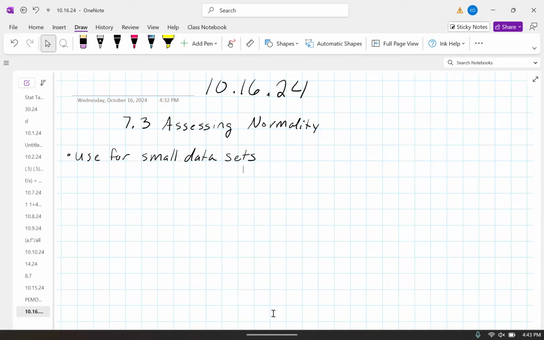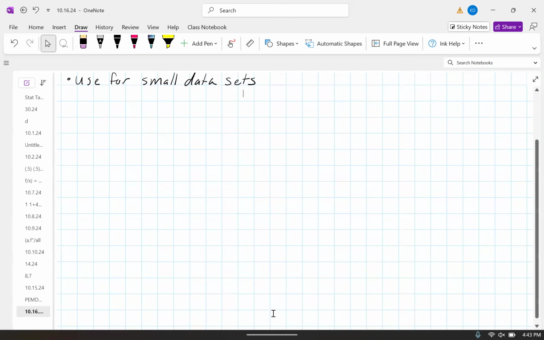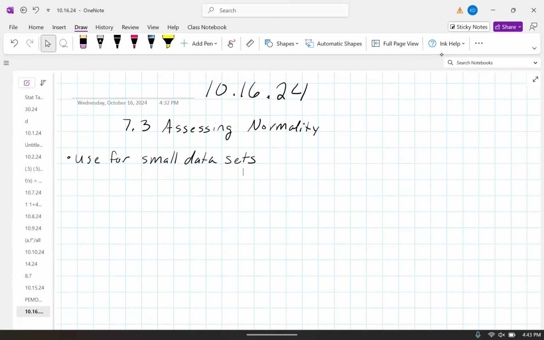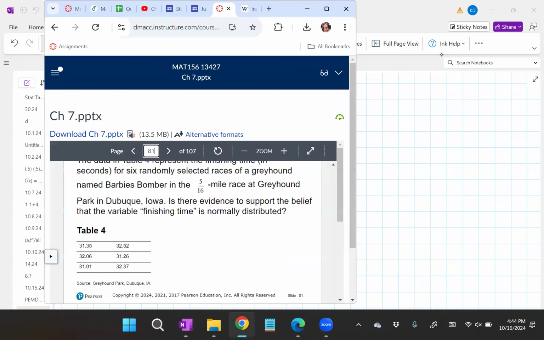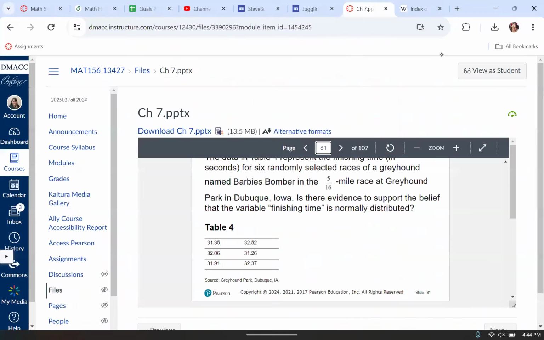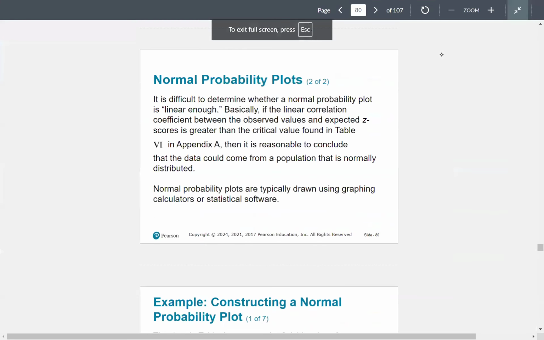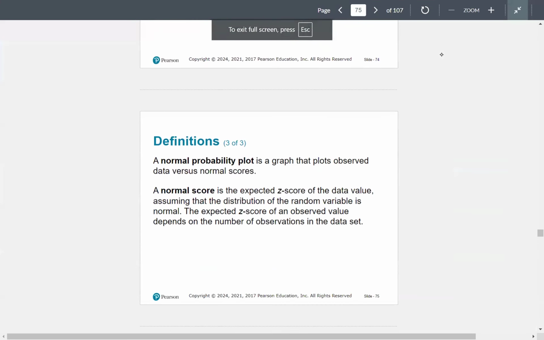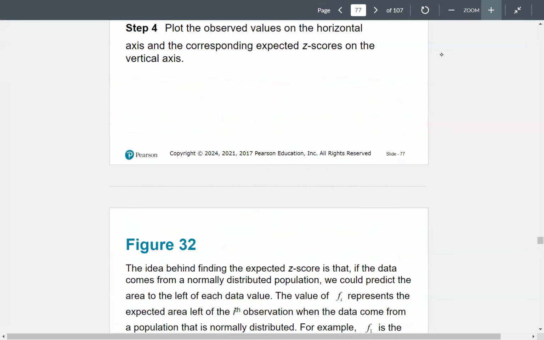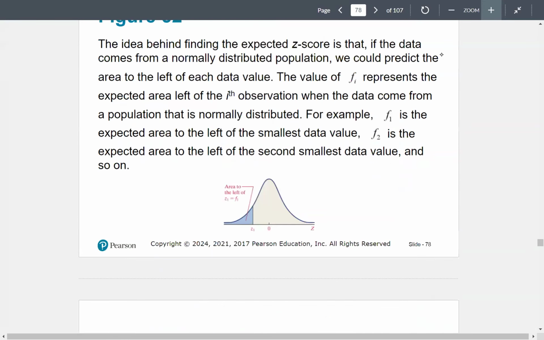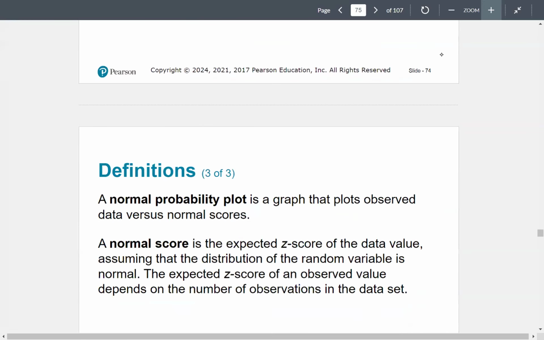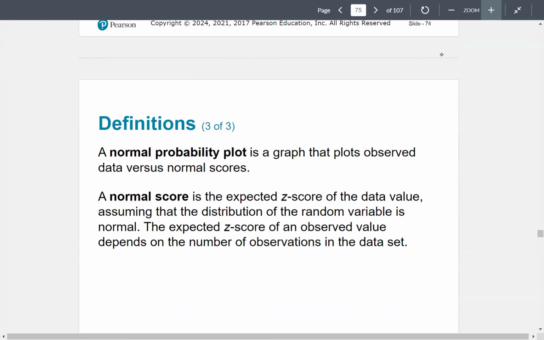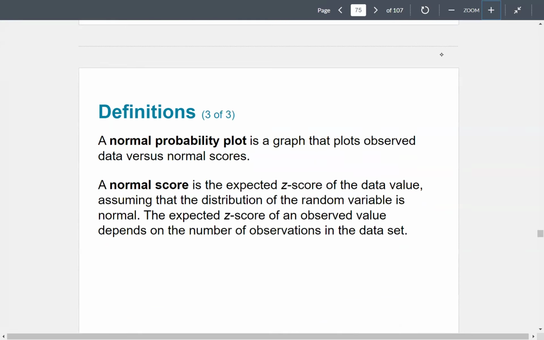I said definitions on slide 75. Apparently I didn't feel like writing them down today. Sounds like me. Okay, slide 75. Oh, and it disappeared. So here are our two definitions. I am not going to write them out. I've been writing all day. My hand is tired. We have a normal probability plot.